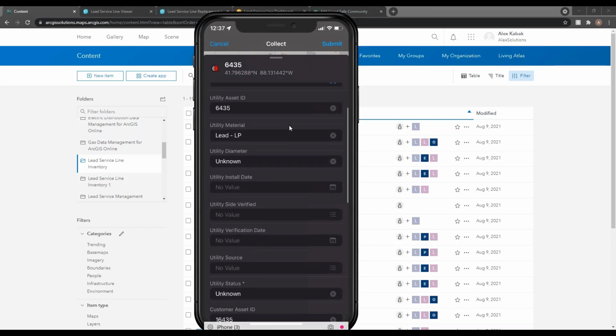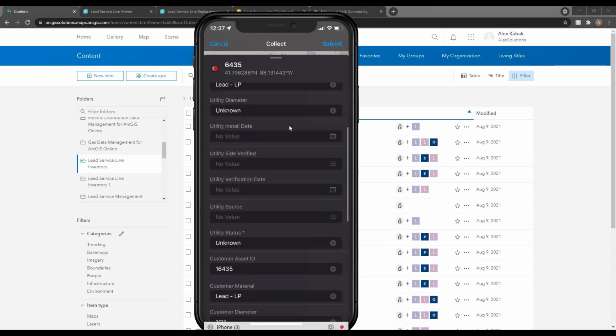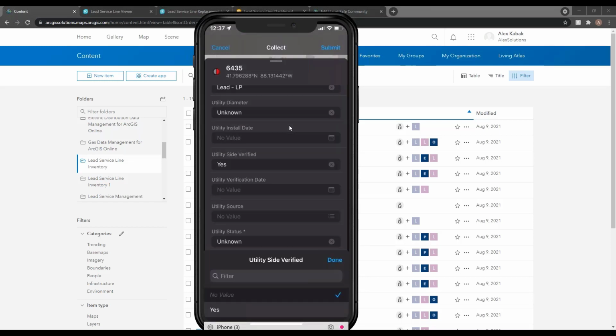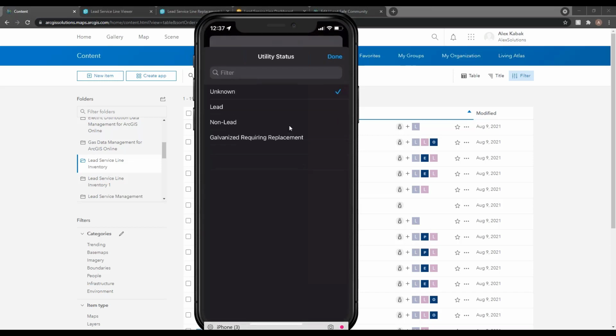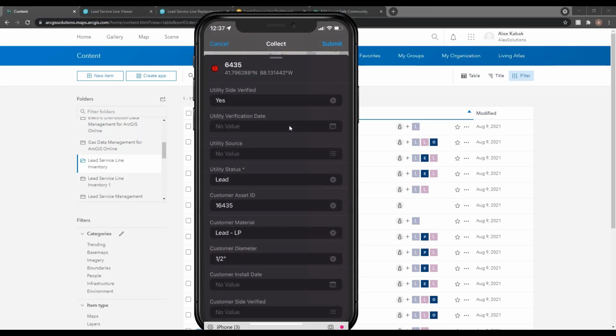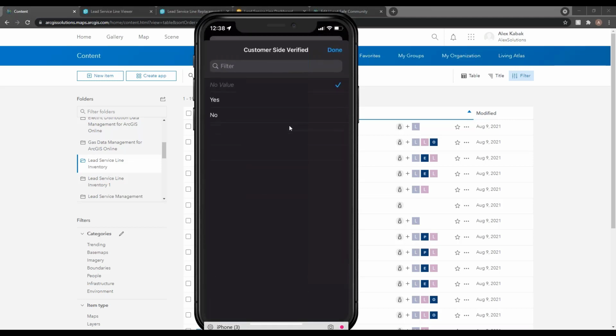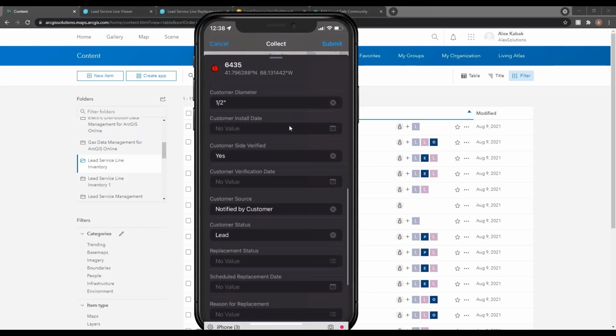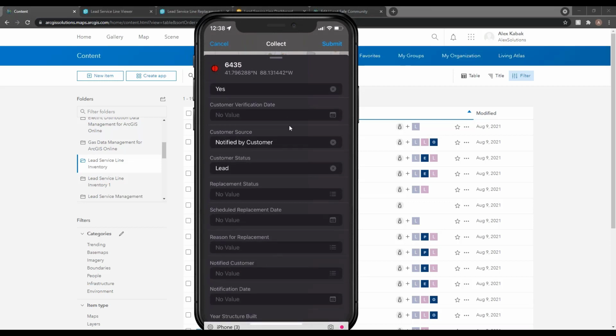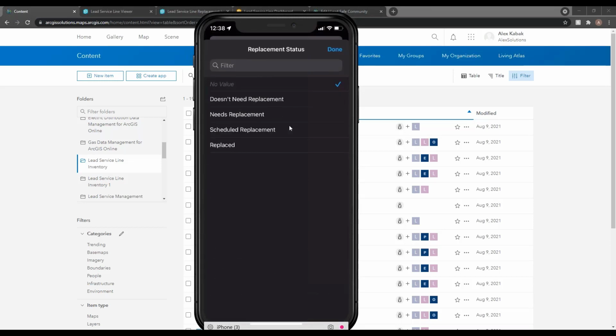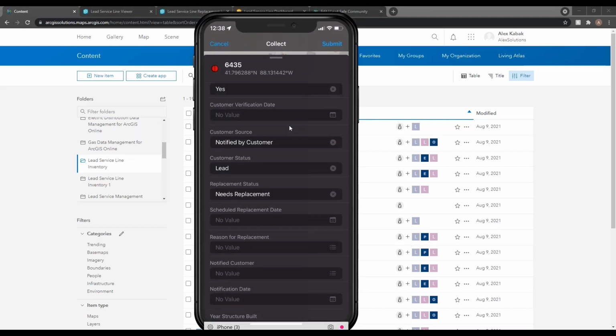I'm not going to fill out every attribute in here, but I can now say that it's been verified and that the utility status is now going from unknown to lead. The customer side already says lead, but I can update the verification to yes, and the customer status is already lead, and I can also update the replacement status to needs replacement.